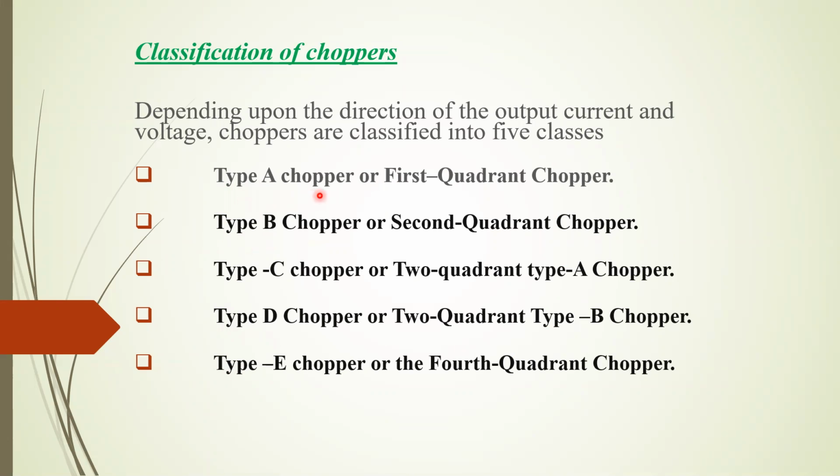Type A chopper is also called the first quadrant chopper. Type B chopper is also called the second quadrant chopper. Type C chopper is called the two quadrant type A chopper. Type D chopper is called the two quadrant type B chopper. Type E chopper is the fourth quadrant chopper. Now let us discuss one by one.